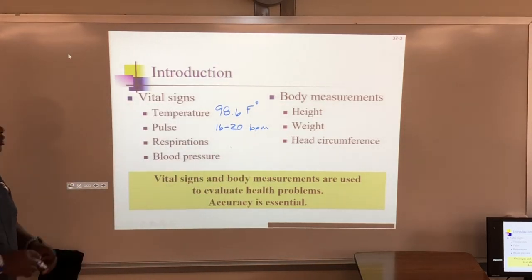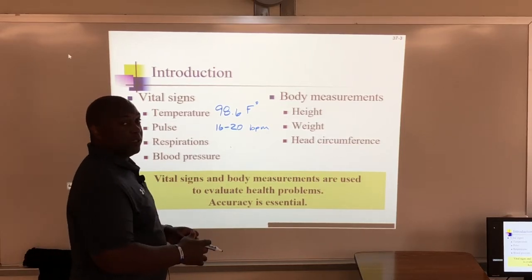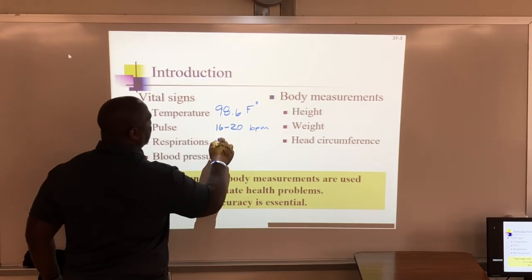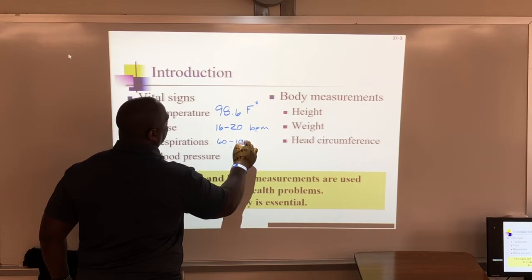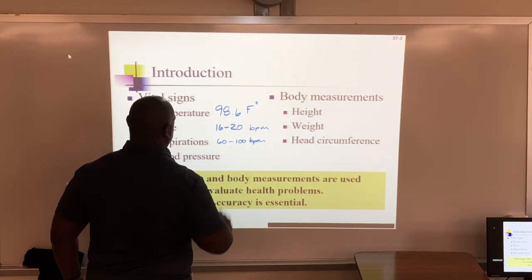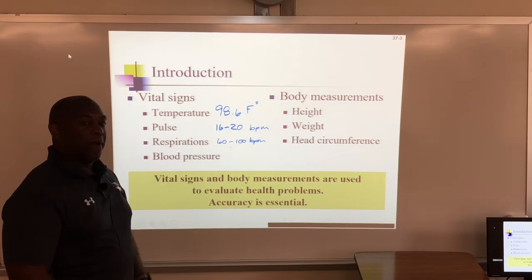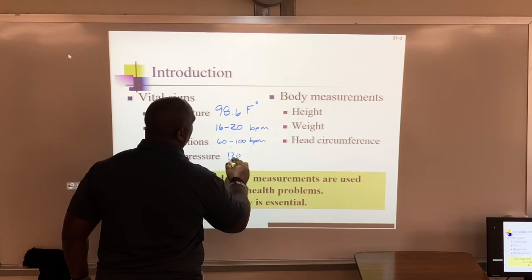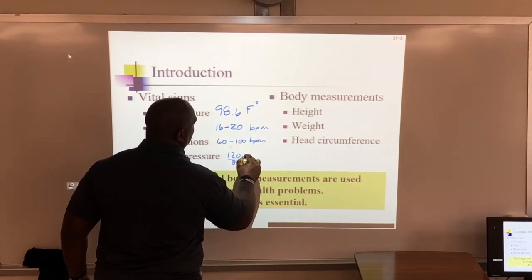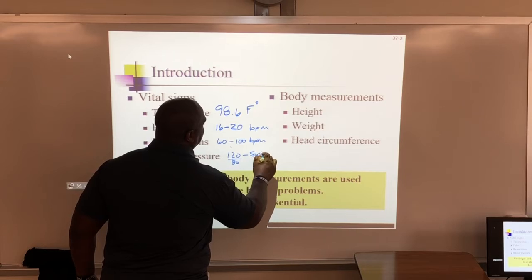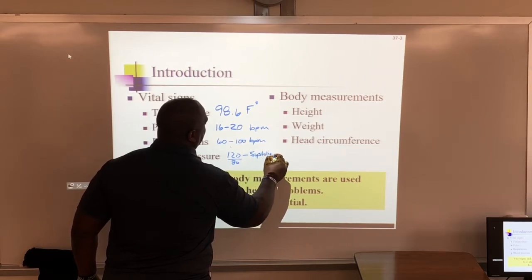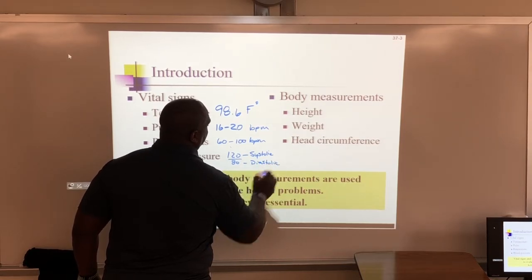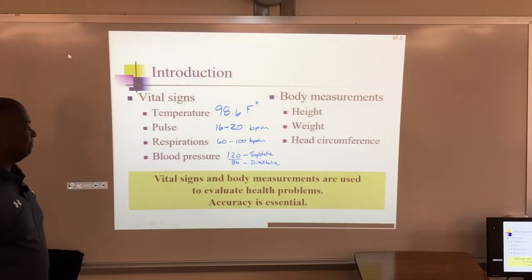So when we come down to the pulse, that will be between 60 and 100 beats per minute. Okay? So our baseline blood pressure is what? 120 over 80. I'm writing it this way so I can be specific in saying this is my systolic, this is my diastolic. Systolic and diastolic.